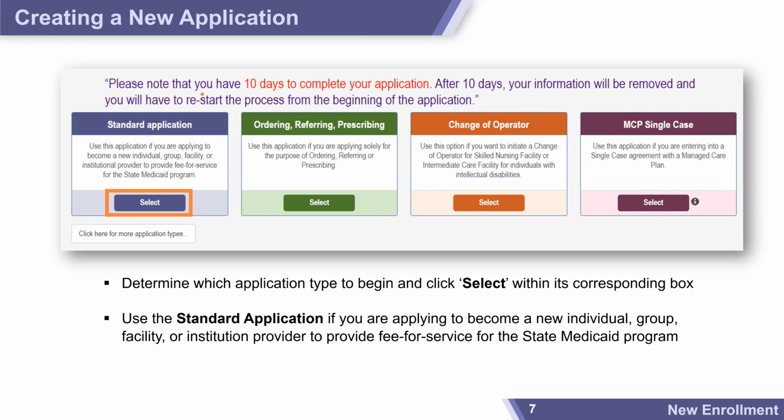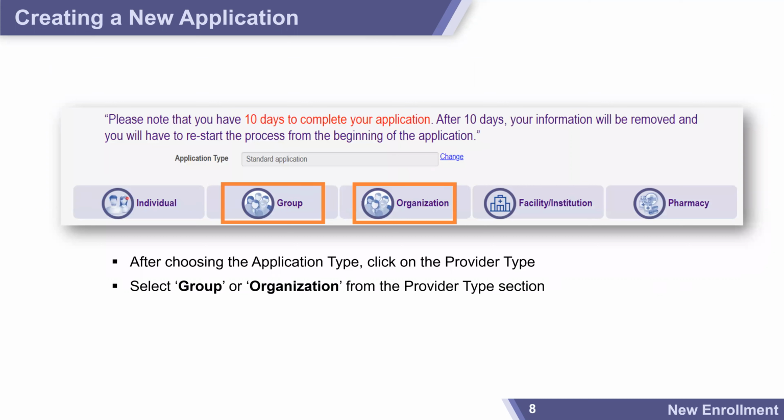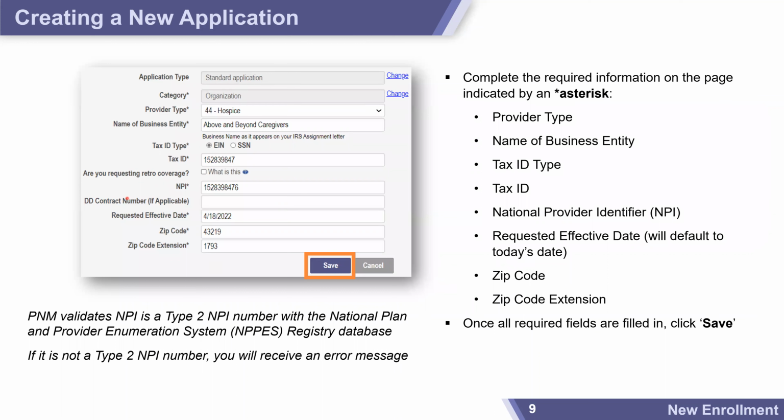Of course, for the purpose of today's session, we're going to just say that we're starting a new enrollment for a provider. And so we're going to hit standard application. And then because this is for groups and organizations, we would choose either one of those. Once you click on that from the provider type section, it is going to take you into the first kind of space where you can actually go ahead and input some information.